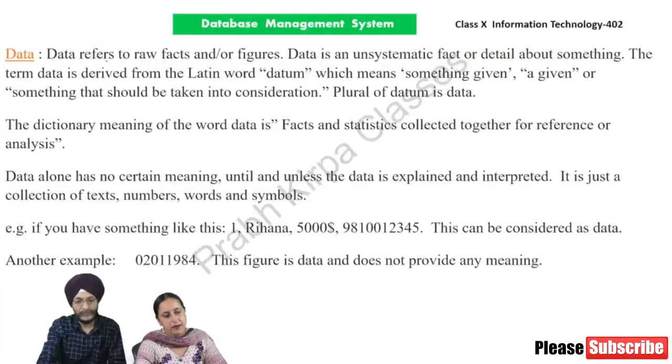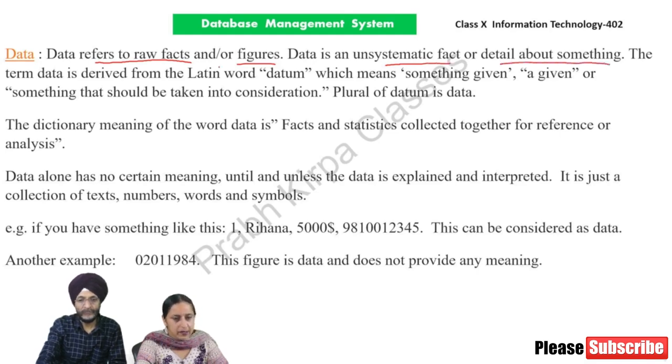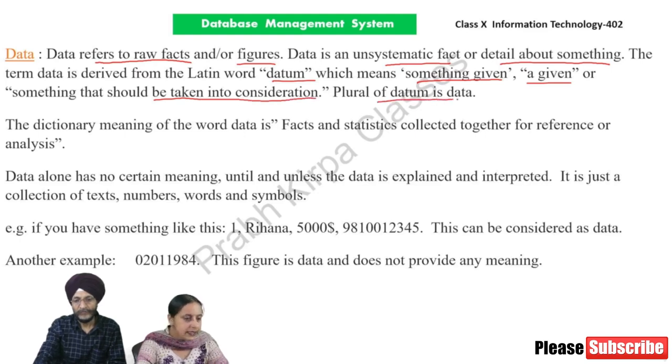Before proceeding further, let us understand the meaning of data. Data refers to raw facts and or figures. Data is an unsystematic fact or detail about something. The term data is derived from the Latin word datum, which means something given, a given, or something that should be taken into consideration. Plural of datum is data. The dictionary meaning of the word data is facts and statistics collected together for reference or analysis.